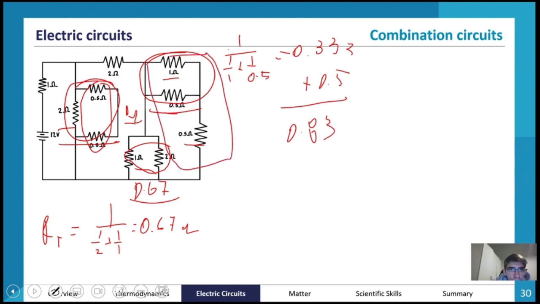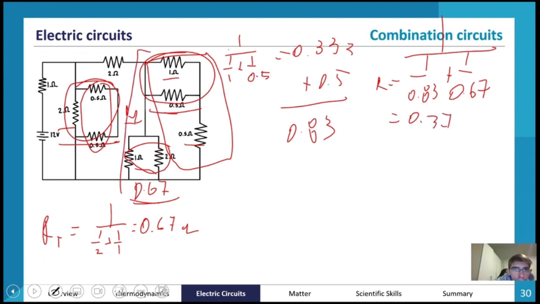0.83 would be this total segment here, which would be parallel to the 0.67 there. So that would mean 1 on 0.83 plus 1 on 0.67. All of it you have to reflect. That would be 0.37 again, 0.37. So this entire node here would simplify to 0.37.